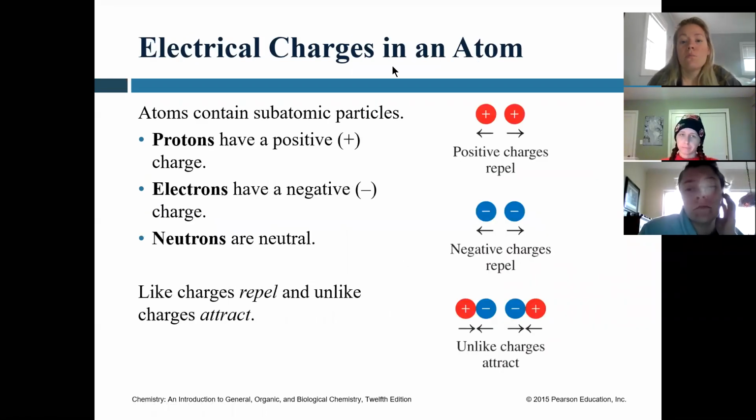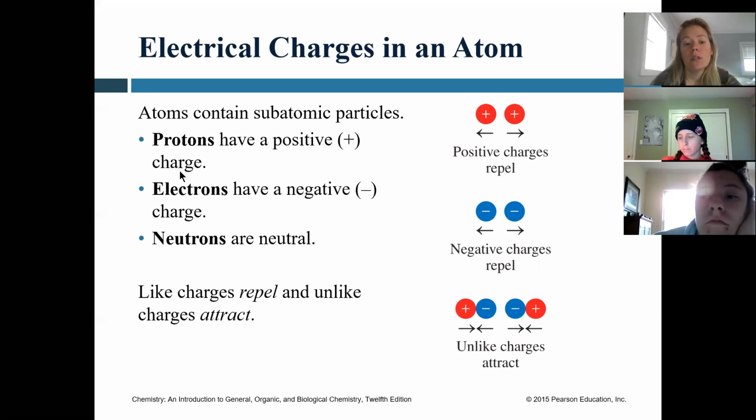So if you break up an atom, it has subatomic particles, sub meaning smaller or less than. Subatomic, less than the atom. There are 3 of them: protons, electrons, and neutrons. Every element will have protons and electrons, and then they should have neutrons. Sometimes they don't. For instance, hydrogen doesn't have a neutron. It's really just a proton with an electron floating around it.